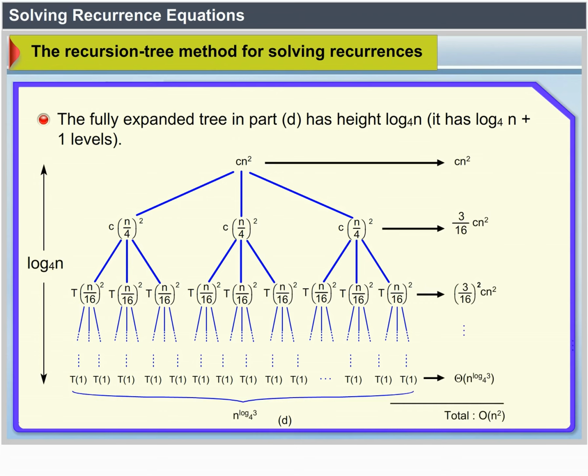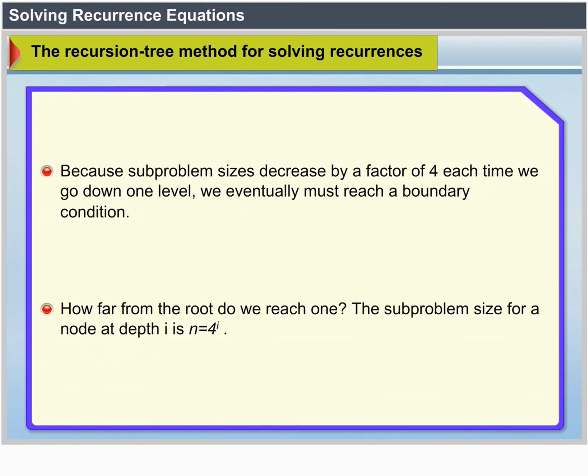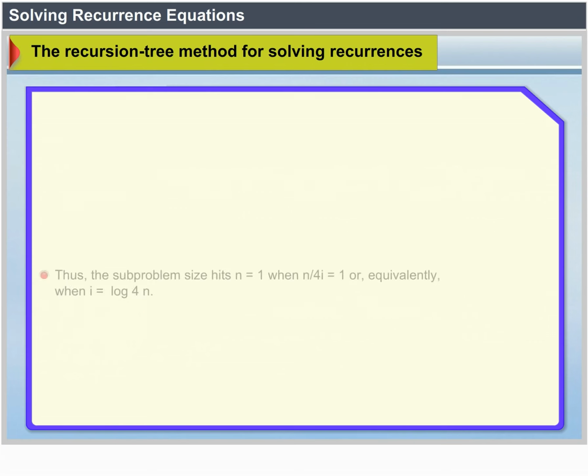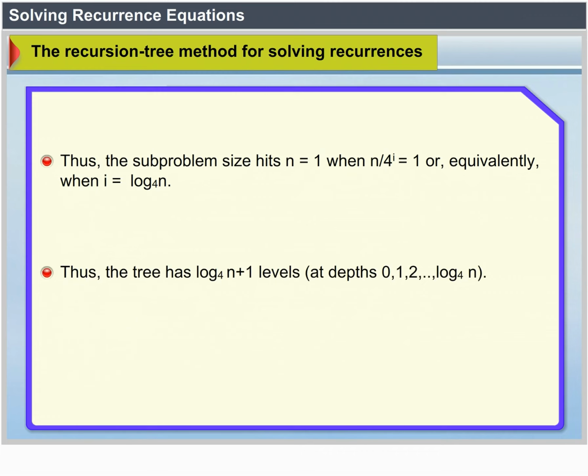Because subproblem sizes decrease by a factor of 4 each time we go down one level, we eventually must reach a boundary condition. How far from the root do we reach 1? The subproblem size for a node at depth i is n/4^i. Thus, the subproblem size hits n = 1 when n/4^i = 1, or equivalently when i = log₄ n. Thus, the tree has log₄ n + 1 levels at depths 0, 1, up to log₄ n. Next, we determine the cost at each level of the tree.